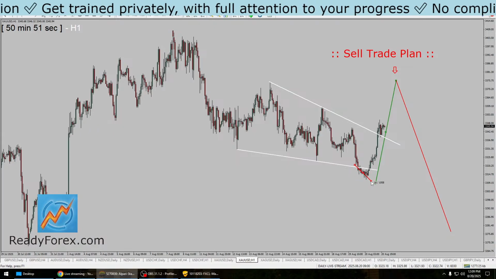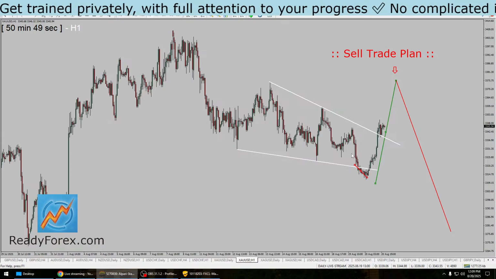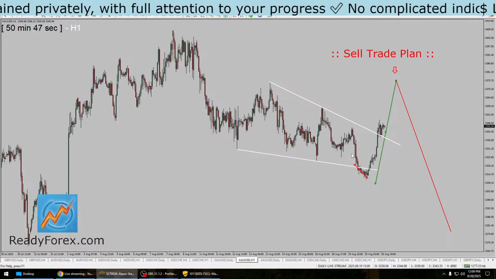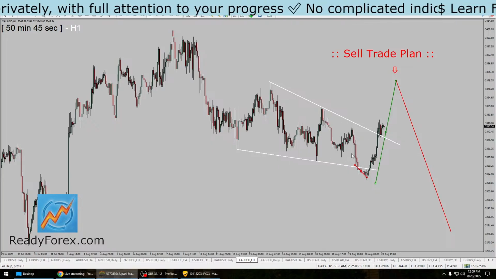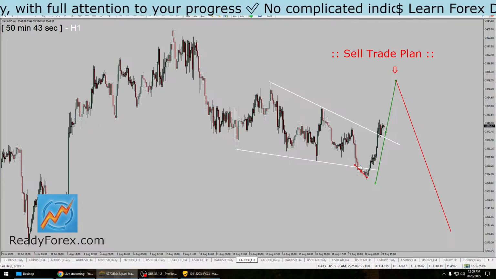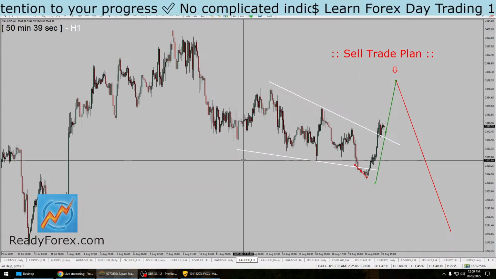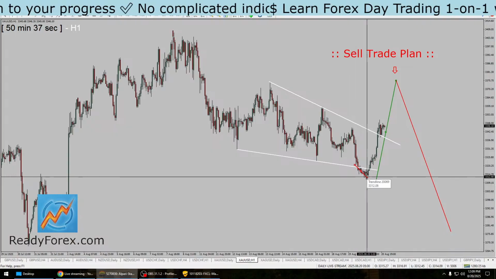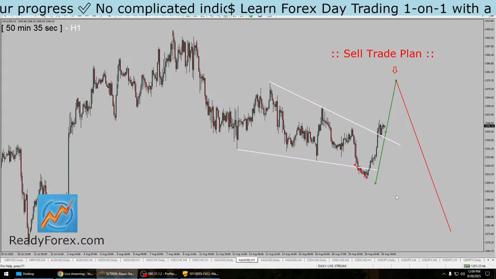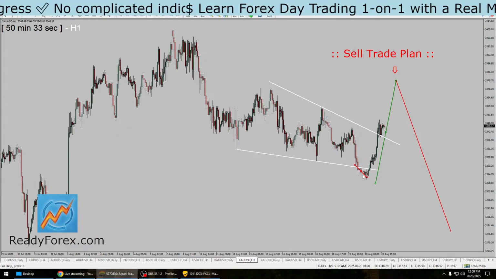So this is what I've told you. It's a diagonal triangle formation over here. Even if it's not a 1 2 3 4 5, even if we label this as ABC, I still expect a bullish leg no matter which way you count it.